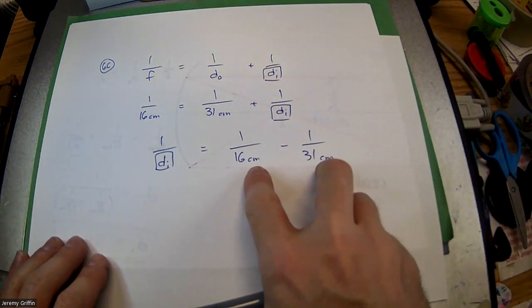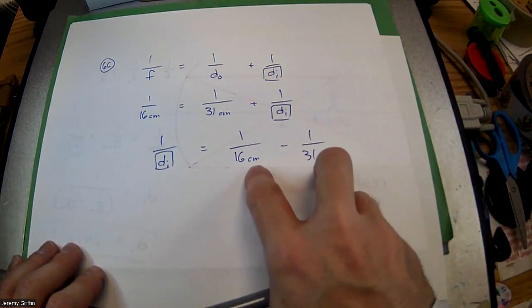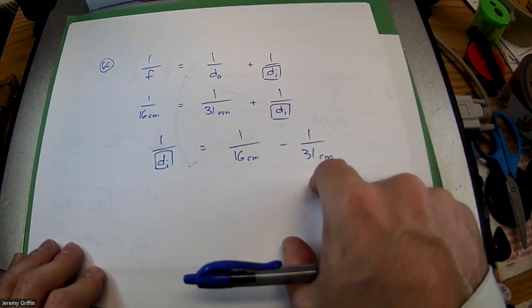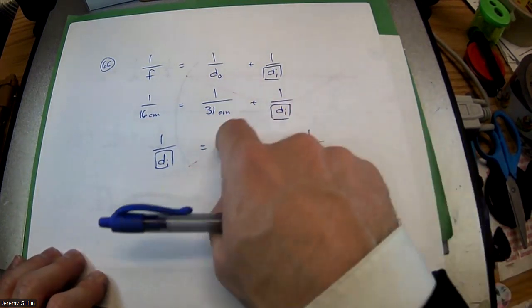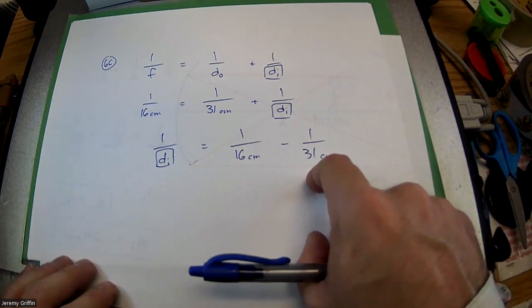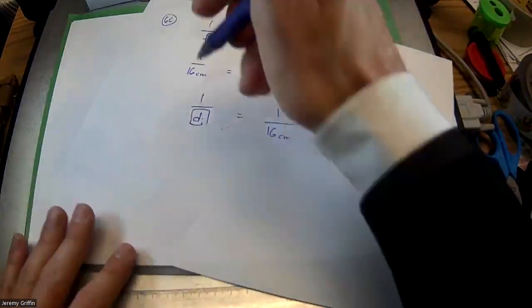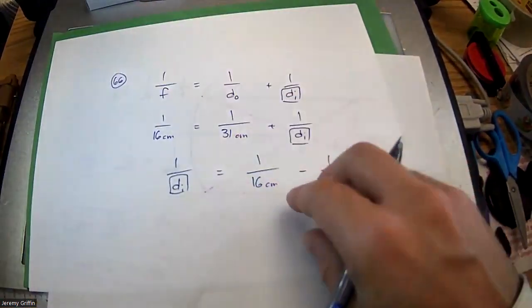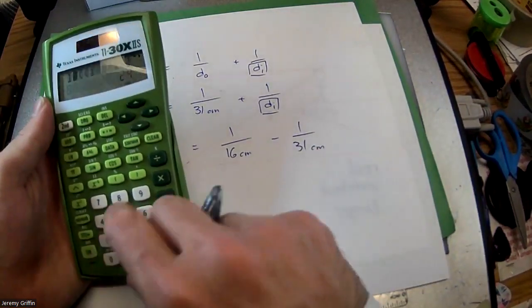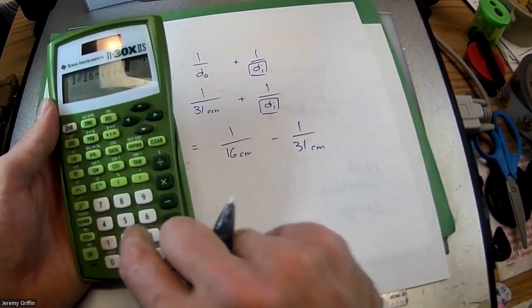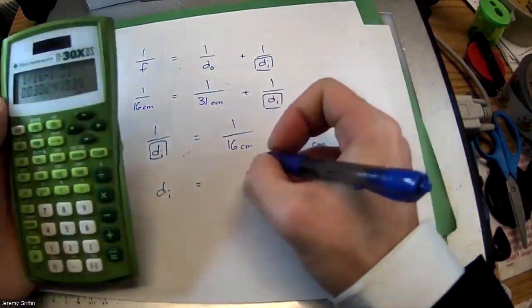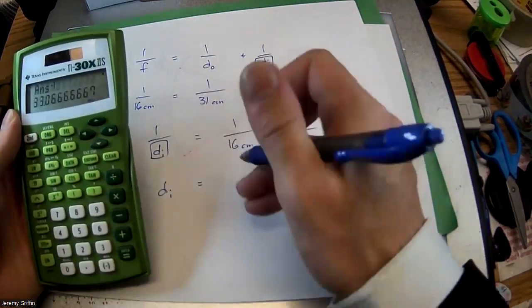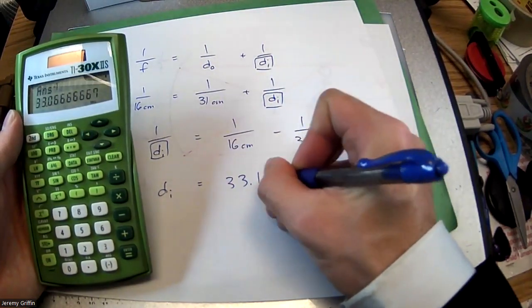Which number is bigger? Let me make sure you guys are following this. Which number is bigger, 1/16 or 1/31? Yeah, 1/16 is a bigger number. So when I subtract these two, is that positive or negative? Positive. Same thing we just did. Again, I think it's going to be the same category of problem. So 1 over 16 minus 1 over 31. Then the other thing you have to do is take the reciprocal of that. When you take the reciprocal, that's telling me 33.1 centimeters.